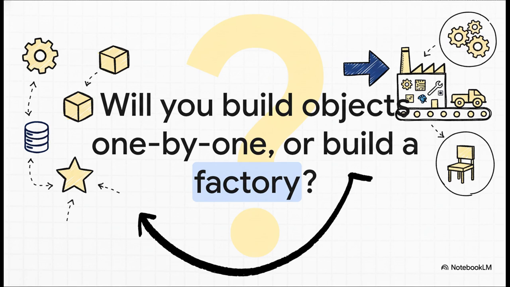It's a fantastic blueprint for building systems that are both flexible and super robust, making sure that components that are meant to be together actually stay together. So the next time you're designing a complex system, just ask yourself, am I going to risk chaos by building these things one by one, or am I going to build a factory?